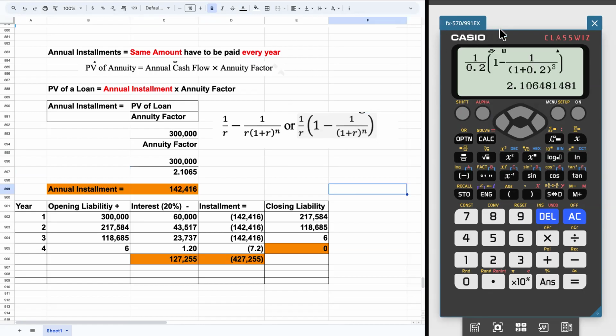Guys, are you happy with this question? Will you be able to manage to find out the annual installments and the amortization schedule?